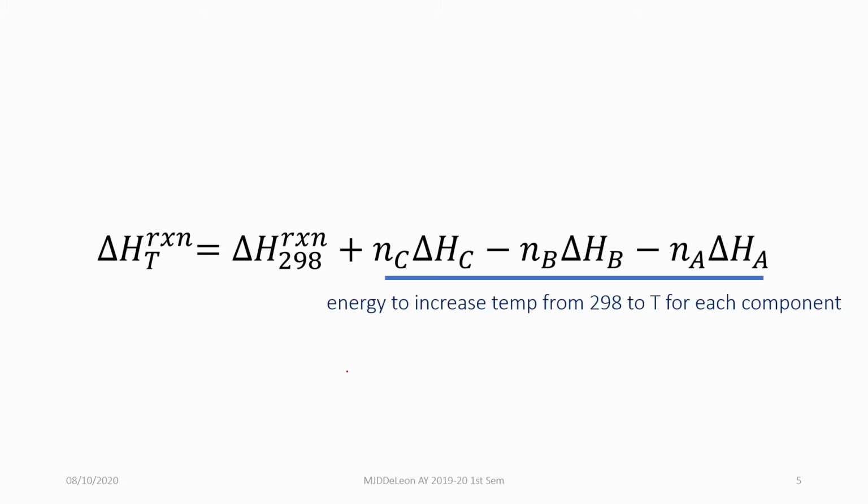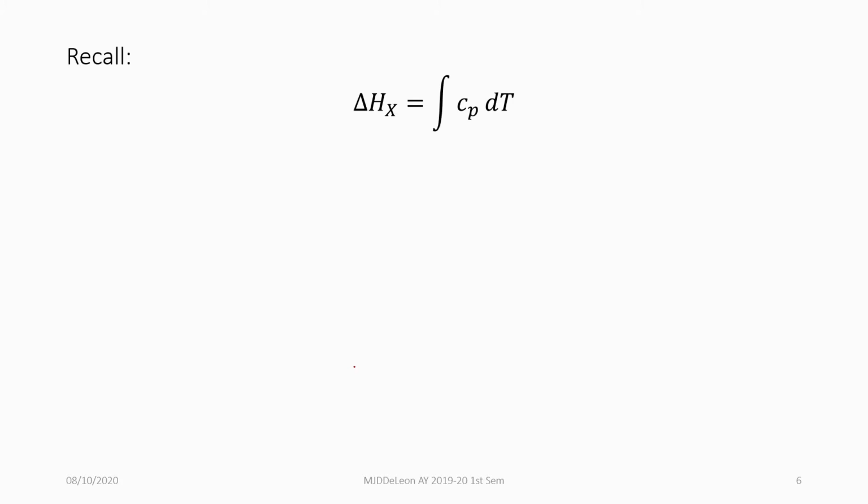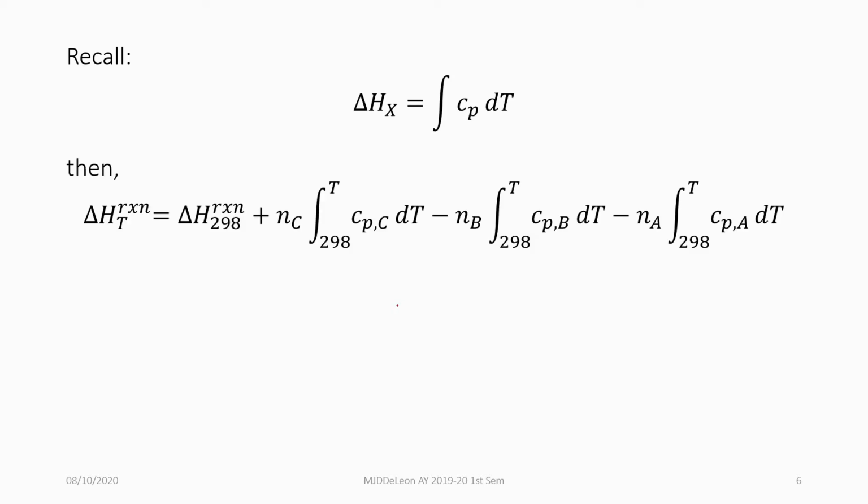as shown here. Now recall that to increase the temperature of a substance, we have to use the heat capacity. Delta Hx will then be equal to this integral of the constant pressure heat capacity with respect to temperature. So for each of the components, C, B, and A, we have this. We multiply this by the number of moles, NC, NB, and NA. Depende na lang kung ilang moles meron tayo sa reaction.